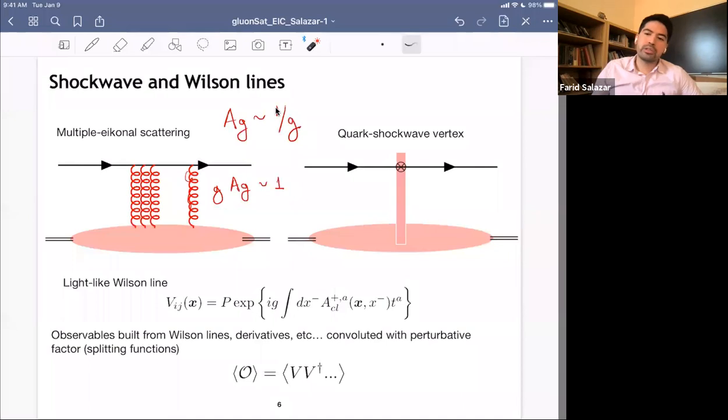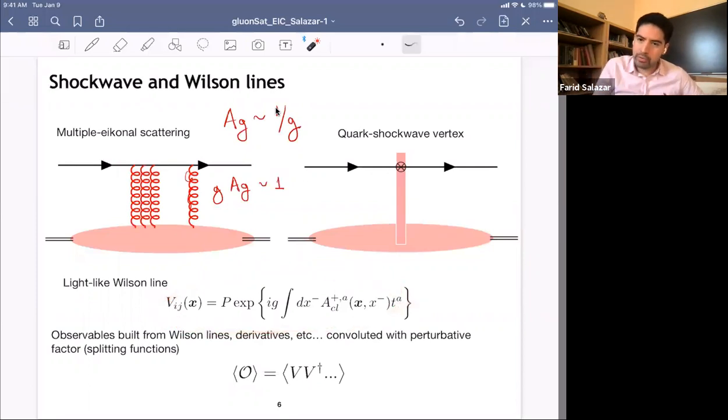And what the eikonal approximation means is that the transverse location of this quark does not change. And it doesn't change because this interaction is like a shock wave. At high energies, the nucleus is going to be highly Lorentz contracted, and the interaction is going to be very fast. And the other way you can think of this Wilson line is as a color rotation.